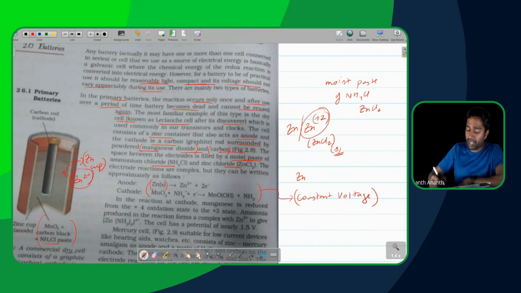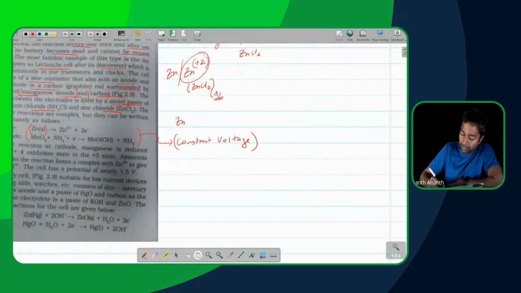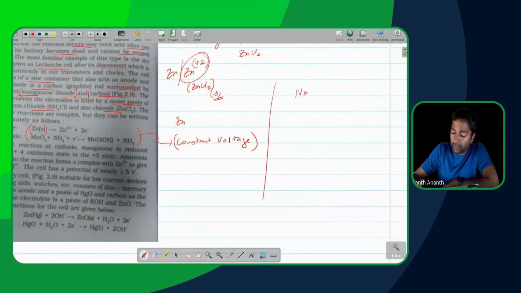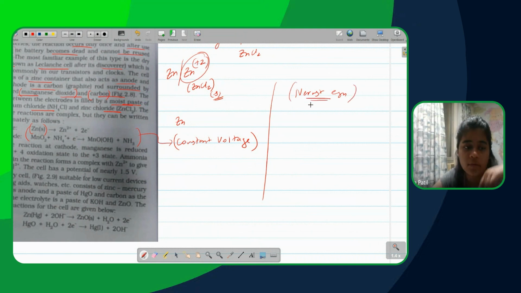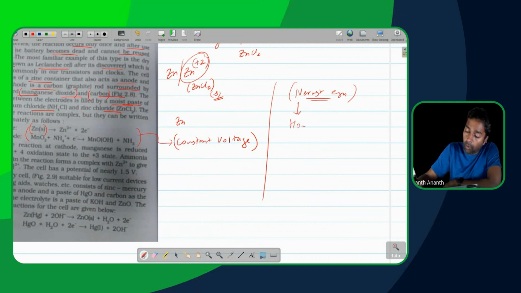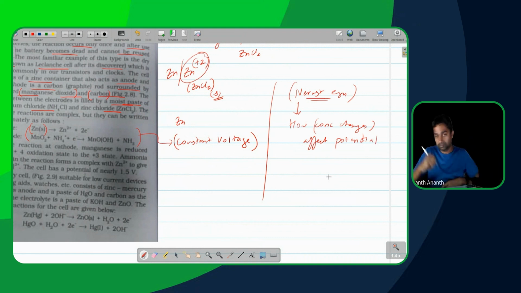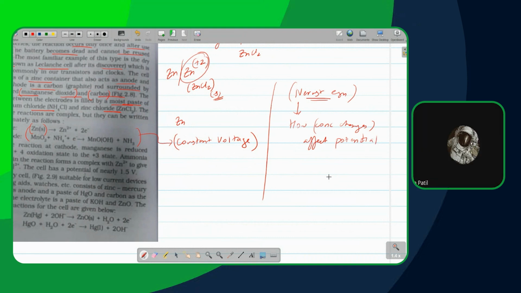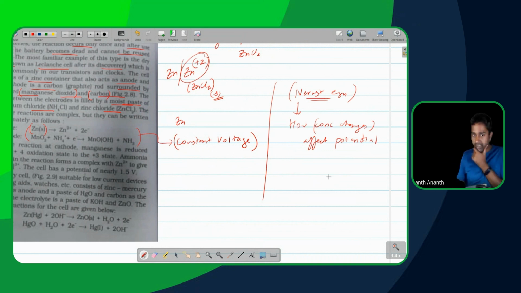If I'm looking at a reaction, the Nernst equation is basically something. What does the Nernst equation help us understand? What is the purpose of the Nernst equation? It helps us understand how concentration changes affect potential. Correct? Yes. Ultimately, that's what the Nernst equation tells us.